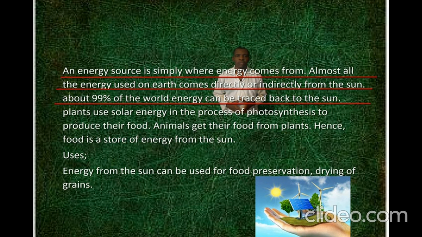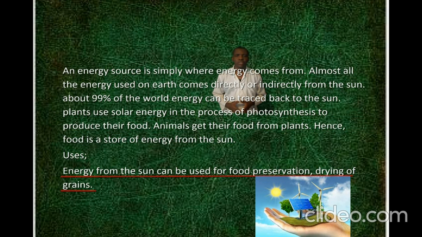Sources of energy. An energy source is simply where energy comes from. Almost all the energy used on Earth comes directly or indirectly from the sun. About 99% of the world's energy can be traced back to the sun. Plants use solar energy in the process of photosynthesis to produce their food. Animals get their food from plants. Hence, food is a store of energy from the sun.